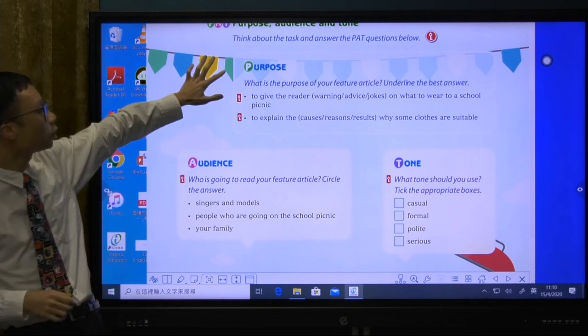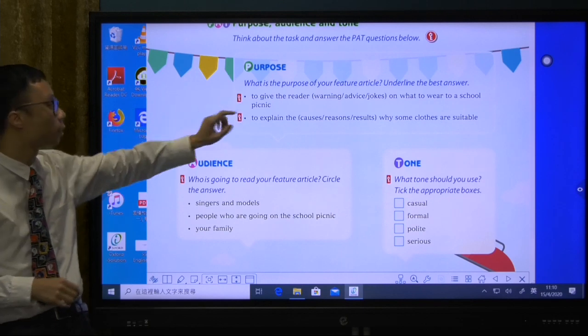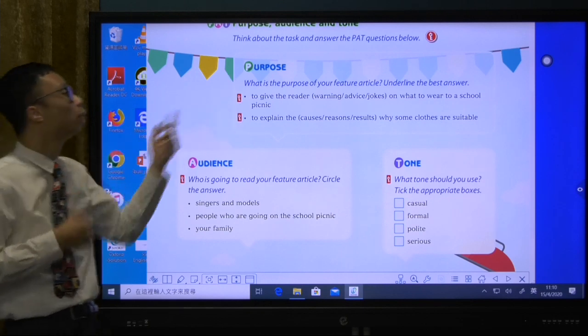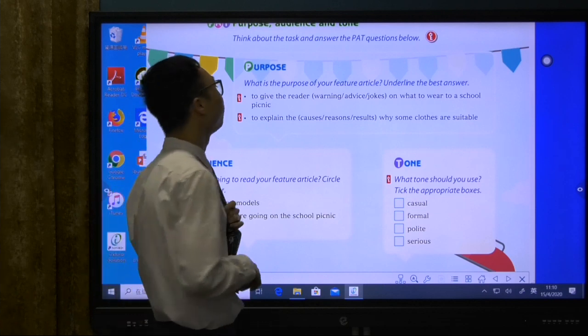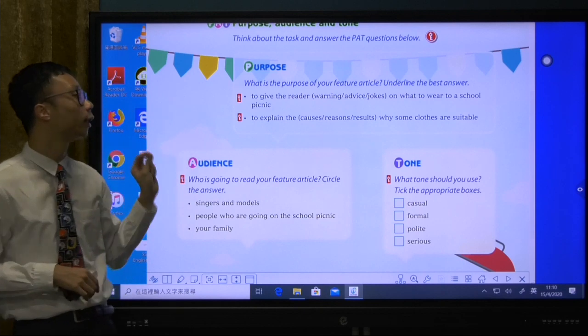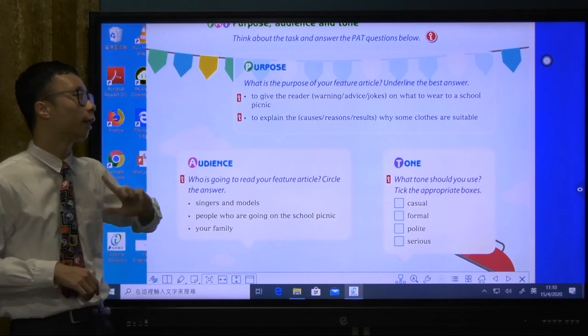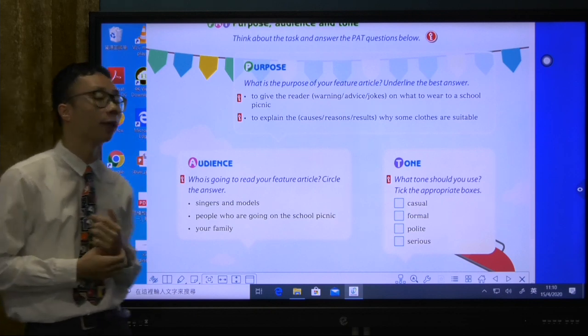All right, first one. Let's figure out the P first, the purpose. Let's read together: what is the purpose of the feature article? Underline the best answer. To give readers warning, advice, or jokes on what to wear to a school picnic.